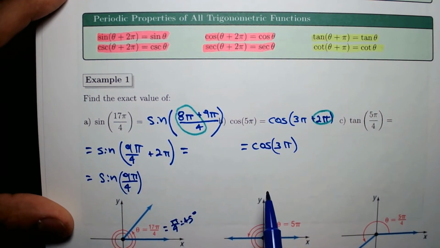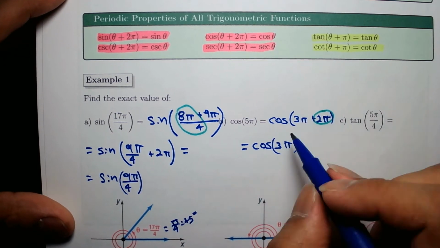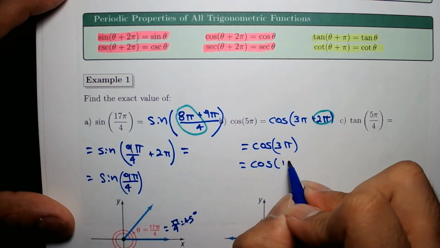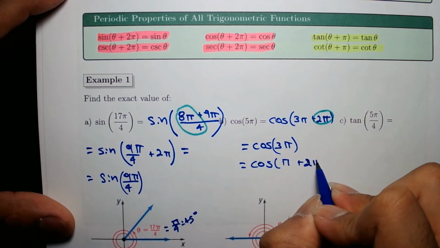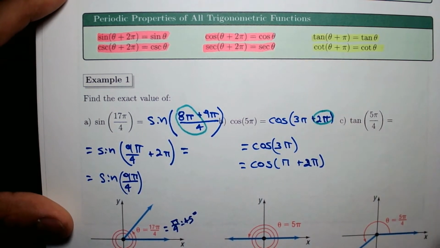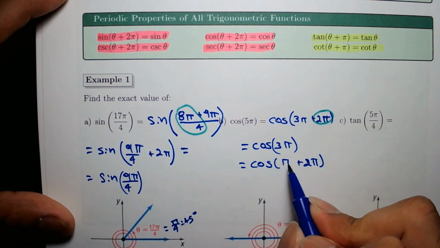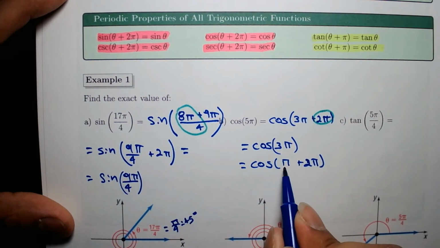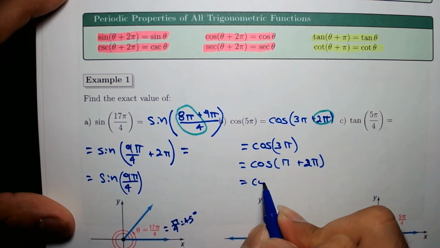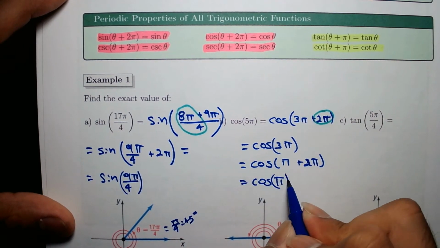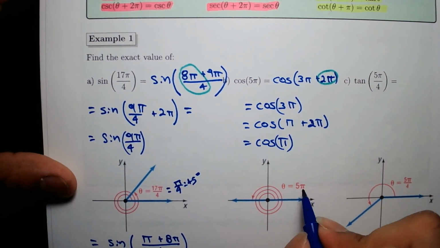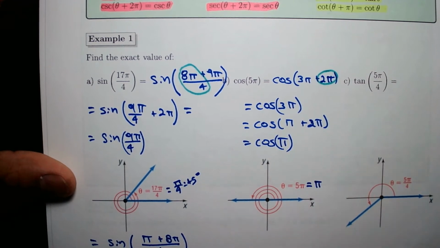Alright, 3 pi is still bigger than 2 pi. Well, we need to break it up further as cosine of pi plus 2 pi. And again, by the periodic property, this is theta, which is pi, and the 2 pi just goes away. Cosine of pi. So ultimately what we're doing here is showing that 5 pi is the same as pi.